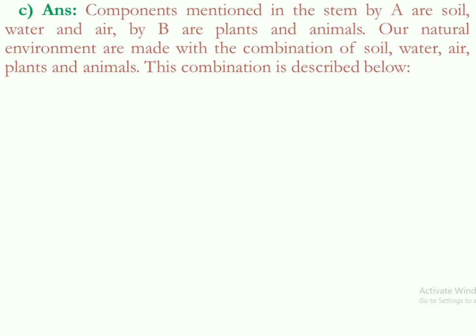Components mentioned in the stem by A are soil, water and air. By B are plants and animals. Our natural environment is made with this combination of soil, water, air, plants and animals, because we know natural environment is that which is created naturally, and these all components are created naturally because this cannot be made by man. So this combination now we will discuss.